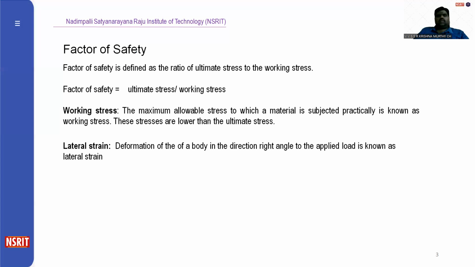And next we shall go with what we mean by lateral strain. Whenever a body is subjected to deformation other than length, which means height or thickness, the change with respect to the original width is also called lateral strain. Technically, it is the deformation of the body in the direction at right angle to the applied load. So this is regarding lateral strain.